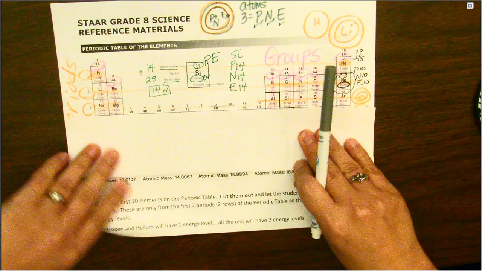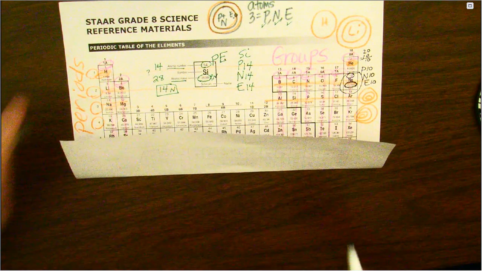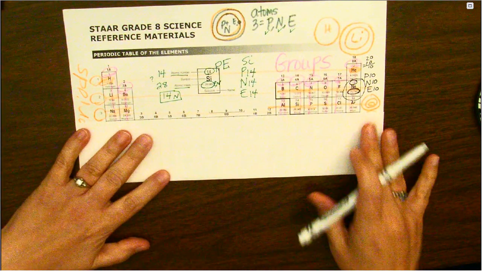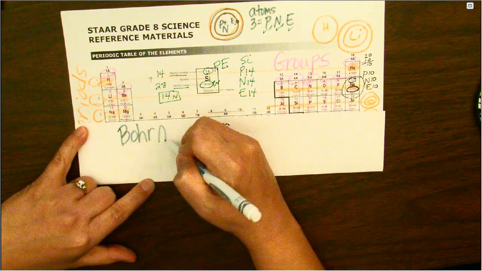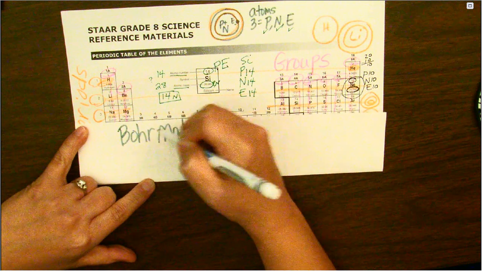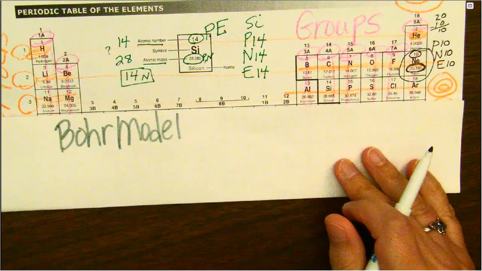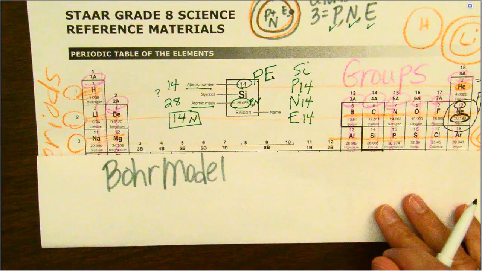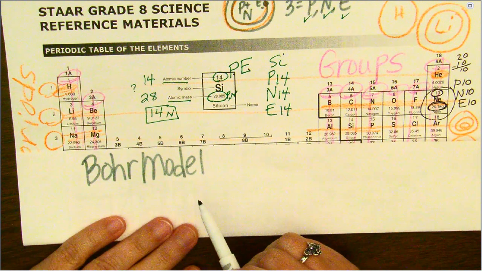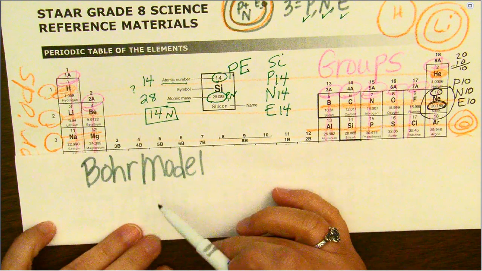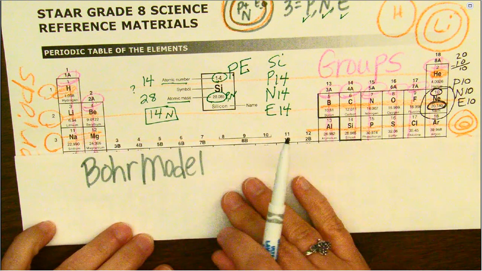called a Bohr model. And I want you to add this to your notes. You can put it on the back if you want, okay? Bohr model. This is what you're going to be doing. This is the type of model you're going to make. It's a model where we write out the atom structure in a certain way for all the atoms.